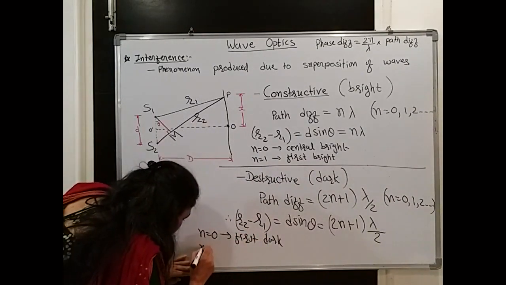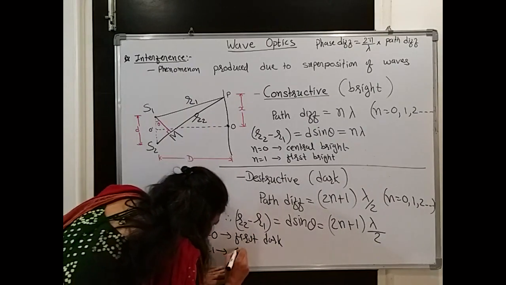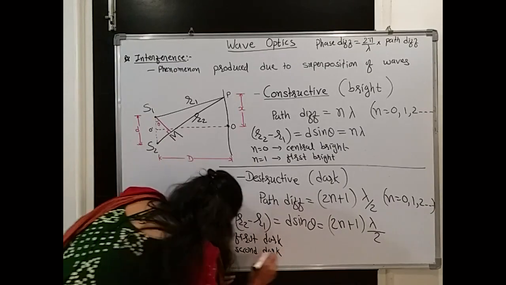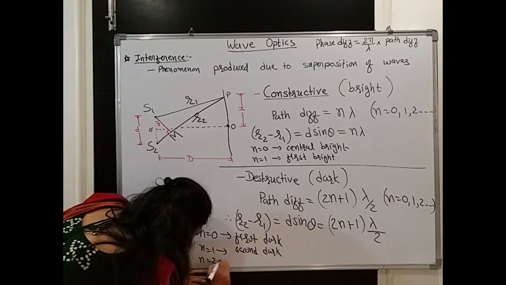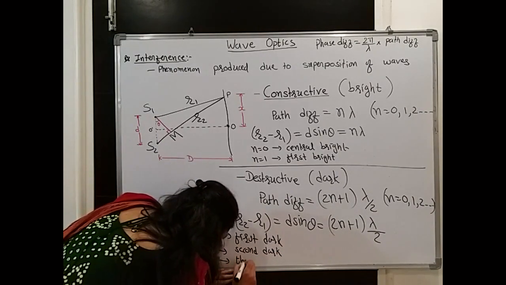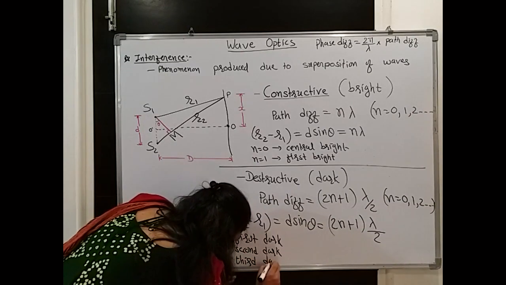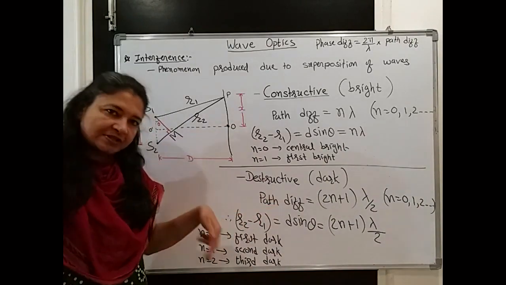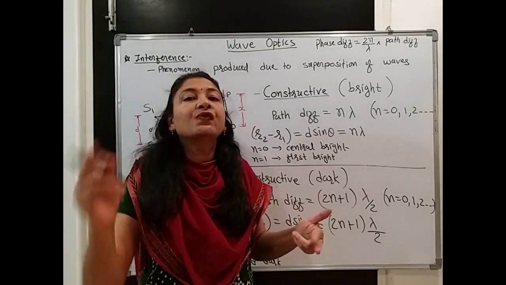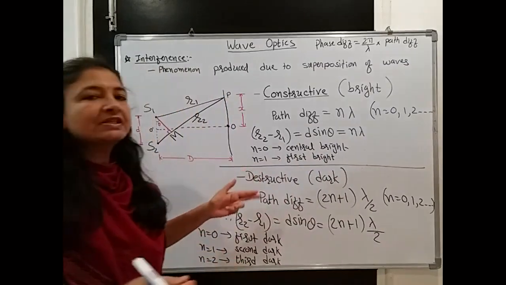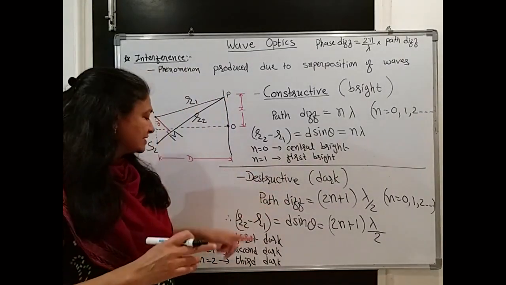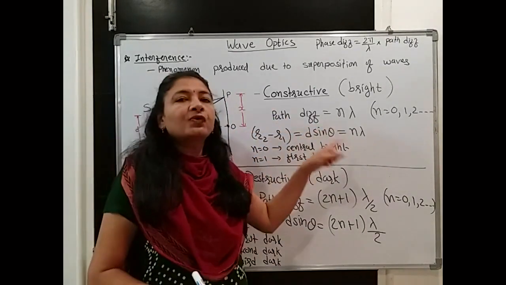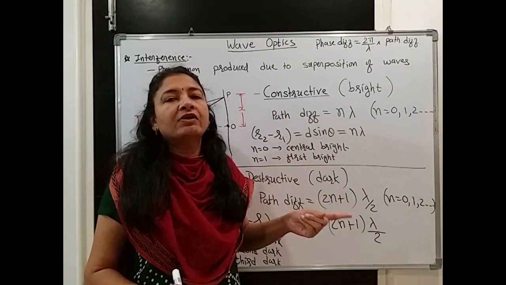N equal to 1 will represent second dark. N equal to 2 gives you third dark, and so on. So whenever you are considering destructive interference, suppose in the question it is given as fourth dark, then you have to consider n equal to 3.